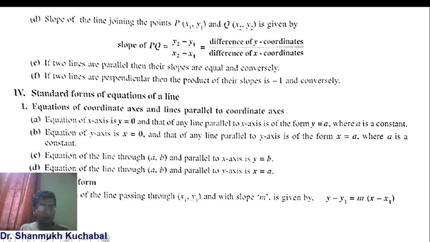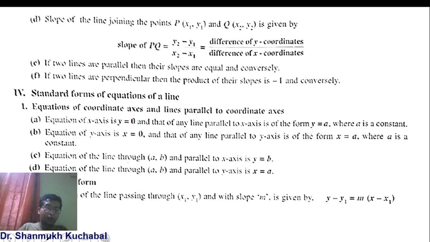Next, standard forms of equations of a line. Equations of a coordinate axis and lines parallel to the coordinate axis. Equation of the x-axis is y equal to 0.